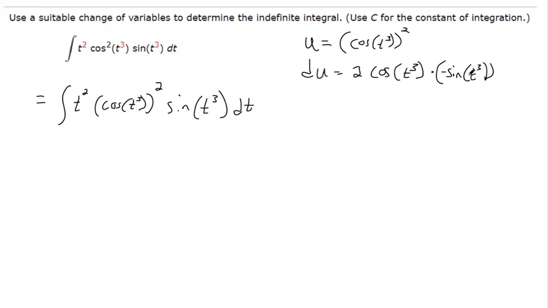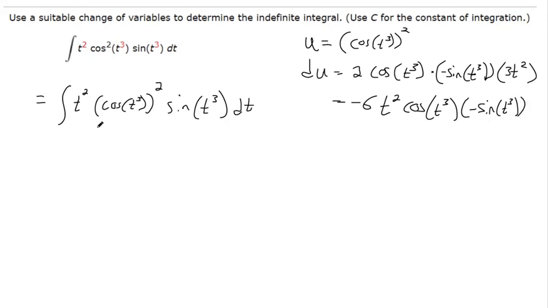But we still have another innermost function. When I'm just analyzing this, the next innermost function is t to the third. The derivative of t to the third is 3t squared. So when you put it all together, this is 2 times negative 1 times 3, so that's negative 6. We've got t squared. We've got cosine t to the third. And then we've got negative sine t to the third.